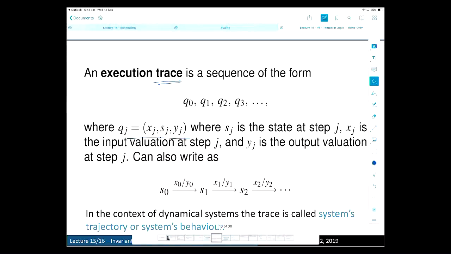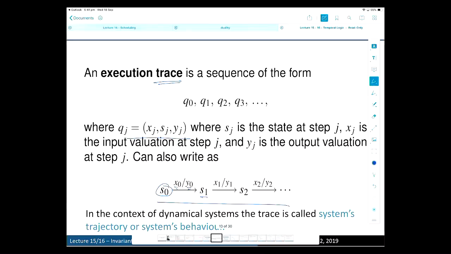So we can also write it like this. We are at some state S0. We are given some action, some guard: input X0, output Y0. We go to state S1, and we keep going. That's another way of expressing the same sequence. The idea is that it's a sequence of input-output-state triples.